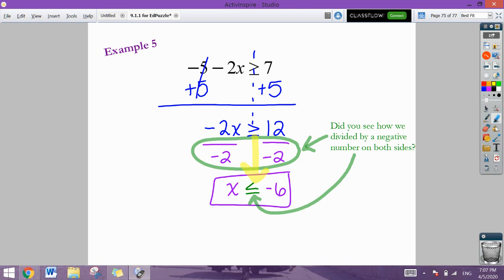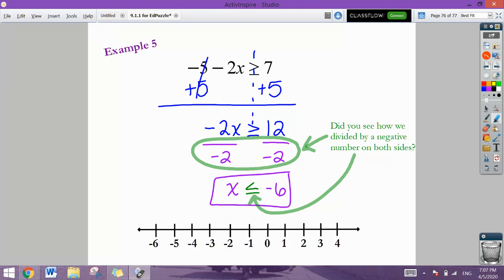Okay, last thing, let's graph our solutions just to have good practice on that. So go ahead and set yourself up a number line. And we are graphing our solutions, all the numbers less than or equal to -6. Go ahead and do it. That's what I got. Did you get the same?